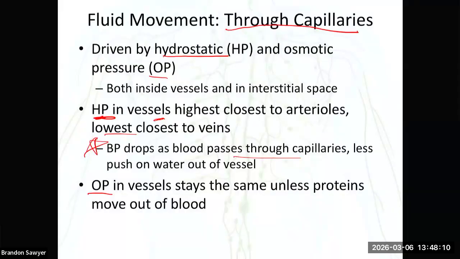But a lot of that's going to be going with the water in the same proportion. So it doesn't really change too much as the water leaves, the sodium goes with it, right? So the big thing is the fact that we've got those proteins just staying in there.